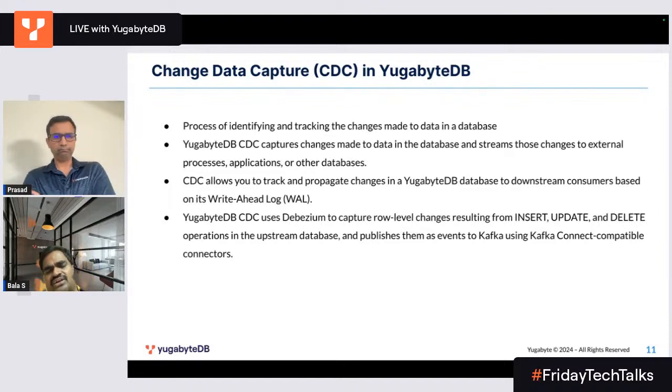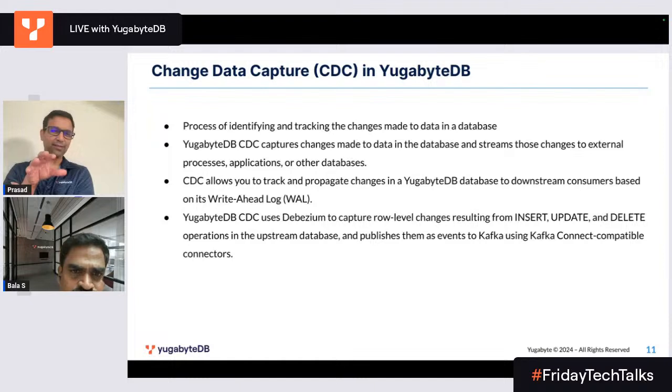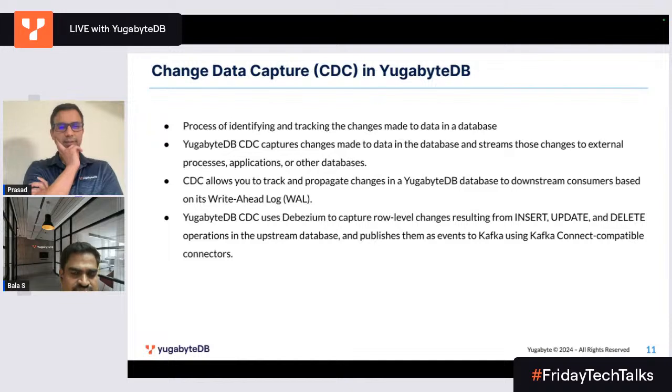YugabyteDB uses a standard Debezium connector, which captures the row-level changes resulting from your CRUD operations in the upstream database. It then publishes them as events to Kafka using Kafka Connect compatible connectors. So it's very simple. That means you don't need a GoldenGate-like connector or anything proprietary to start consuming change data from Yugabyte. Yep, that's right.